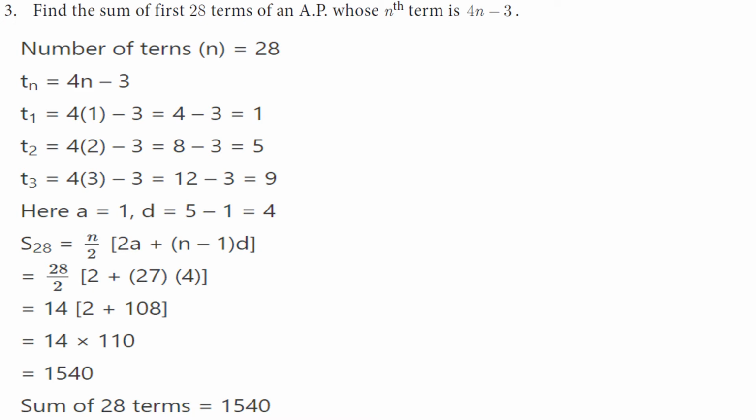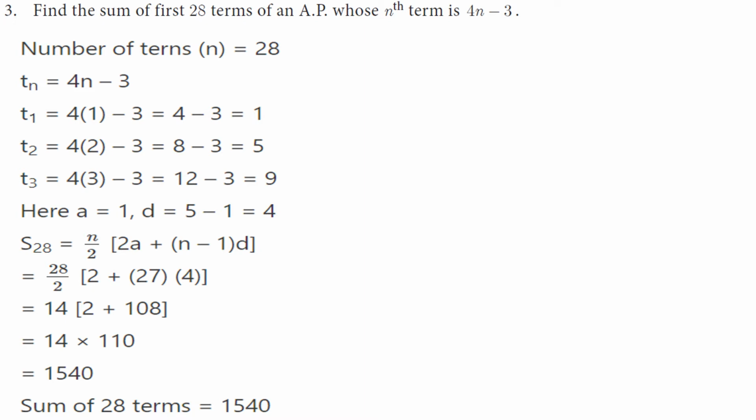So we get A equal to 1, D equal to T2 minus T1, that is 5 minus 1 equal to 4. So what is the sum? For 28 terms, S28 equals n by 2 into 2a plus n minus 1 into d. So n equals 28, 28 by 2 into 2 into a, a is 1, so 2 plus 28 minus 1, that is 27, and d is 4.